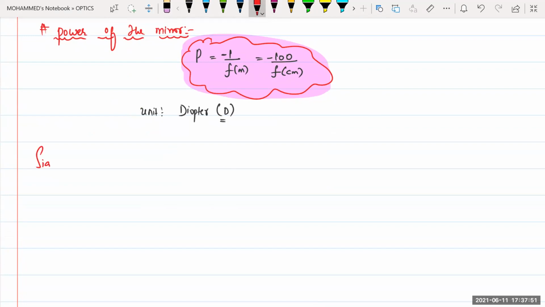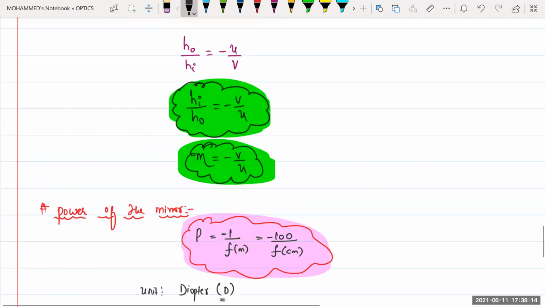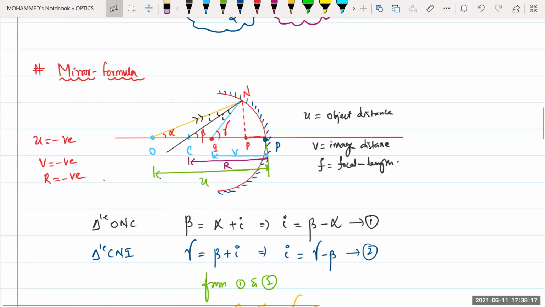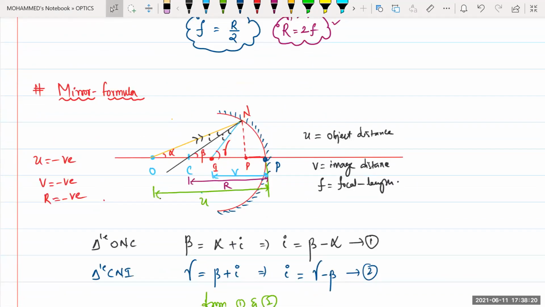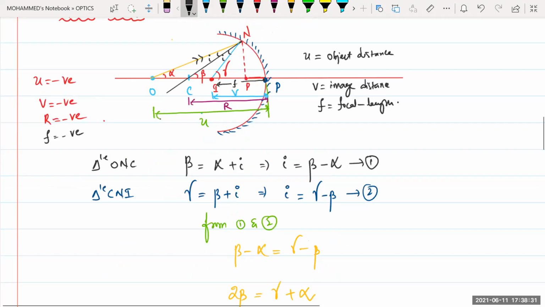Let us try to write the sign convention once, then we will go for the application of this. Why minus? The focal length of a concave mirror is how much? Negative, according to the sign conventions. Where is the focal length? It is the distance between the pole and the point where the rays meet. The ray of light is coming in the opposite direction, so obviously the focal length for this one is negative.